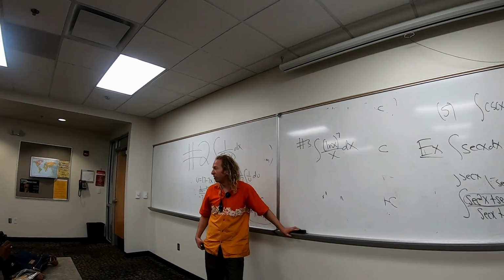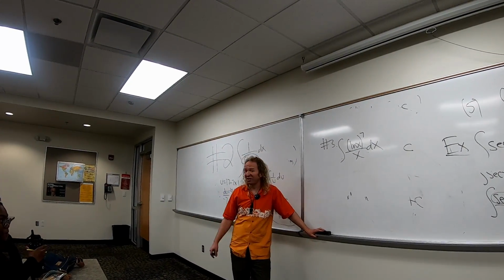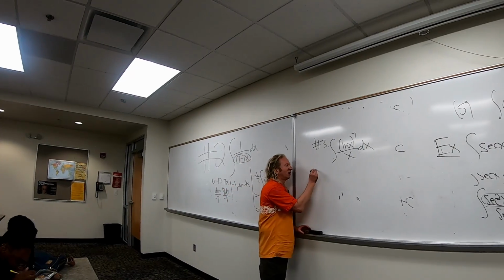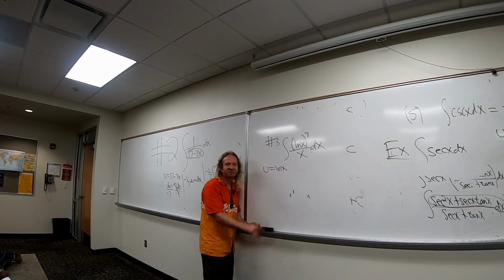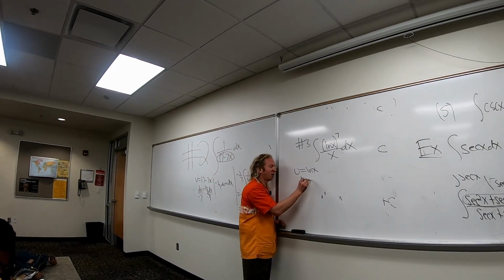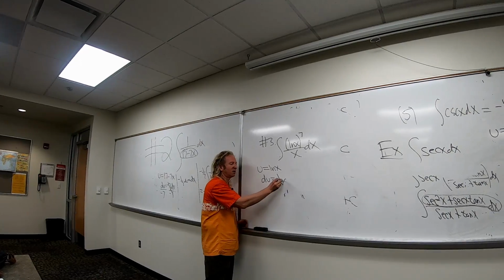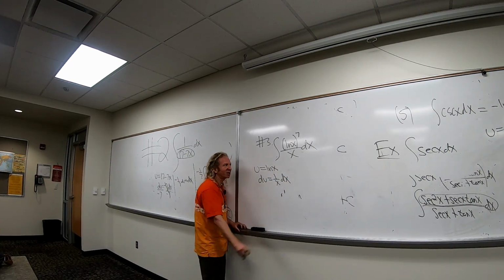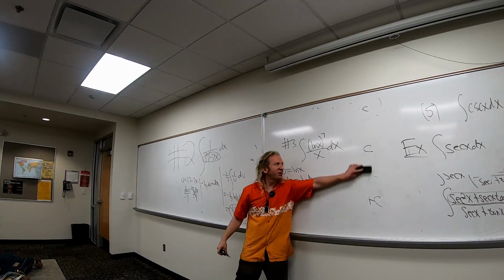Any ideas on what u could be? ln x. Yeah, it's a good try, right? So let u equal ln x, and then just take du. So du would be 1 over x dx. And if you don't know, just try something.